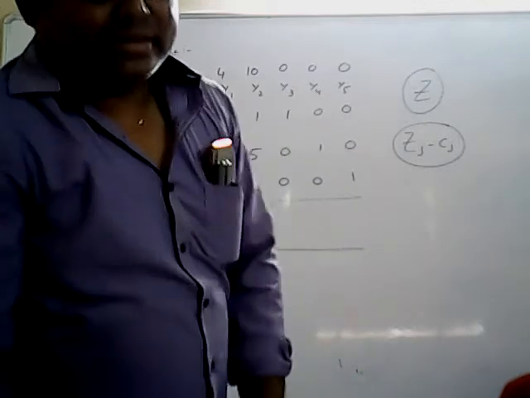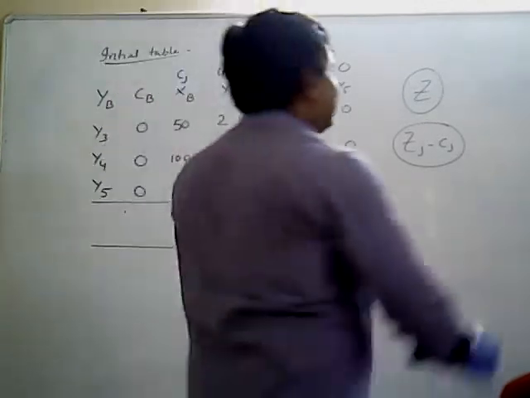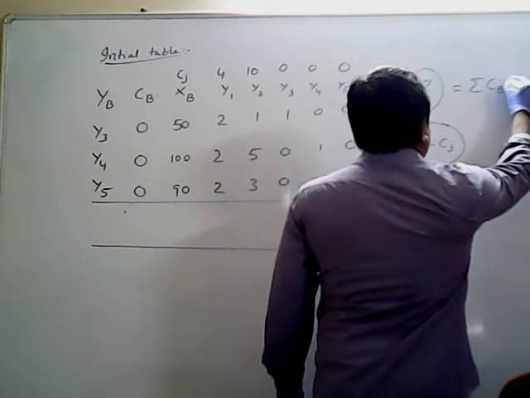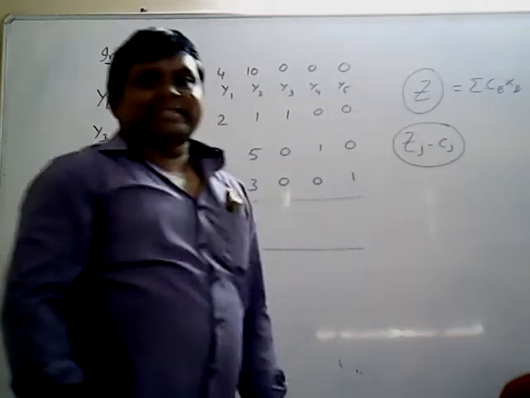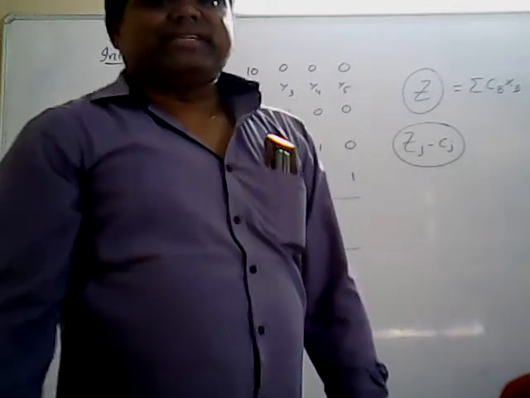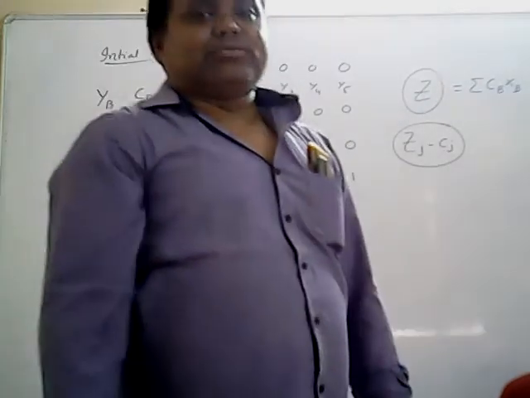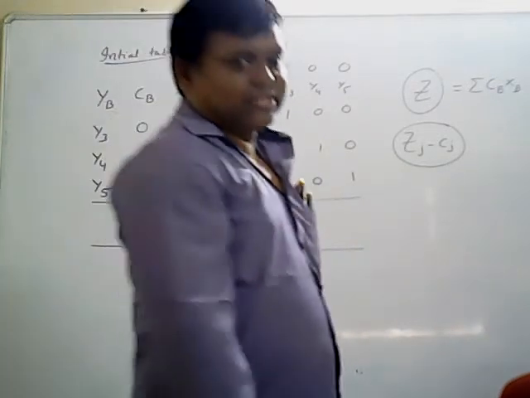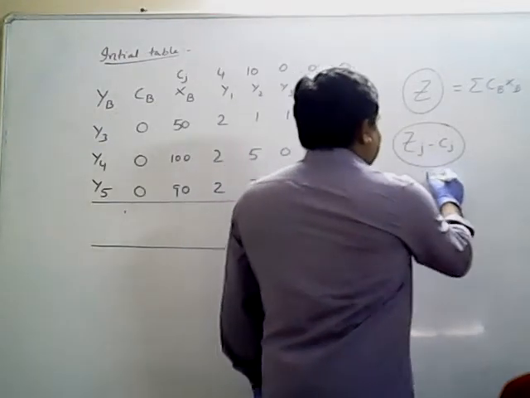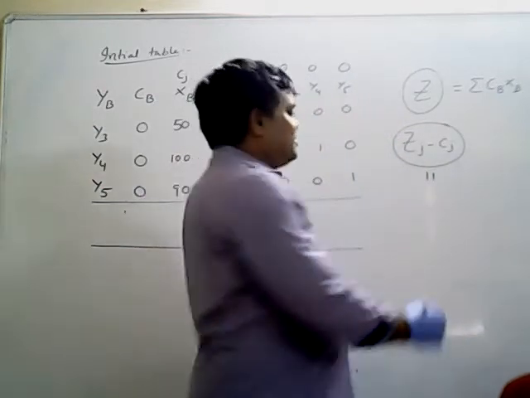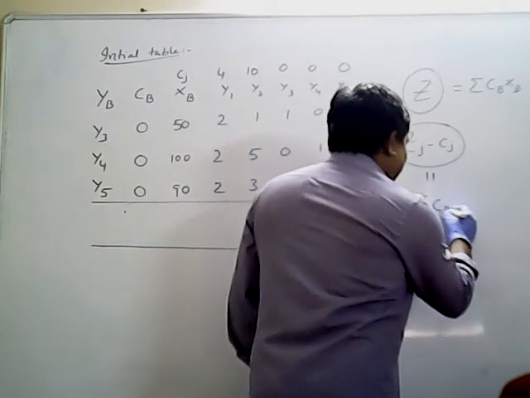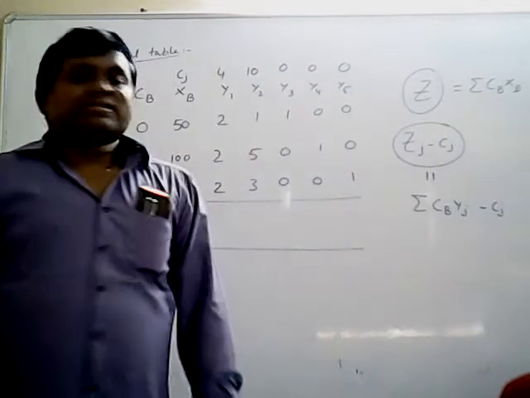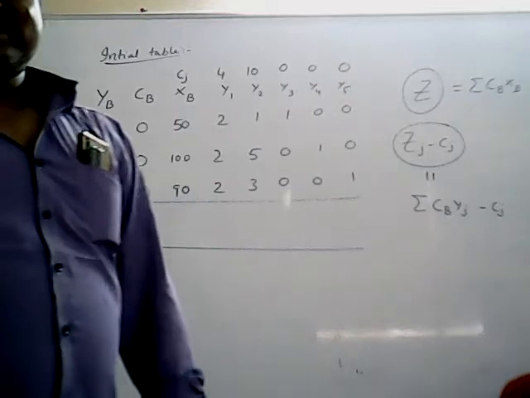So what is the Z formula? How will you calculate Z? The Z formula is nothing but summation Cb into Xp. Summation means addition. Cb into Xp, you have to multiply and consider the total. Okay, that gives the Z value. And Zj minus Cj formula is summation Cb into Yj minus Cj.